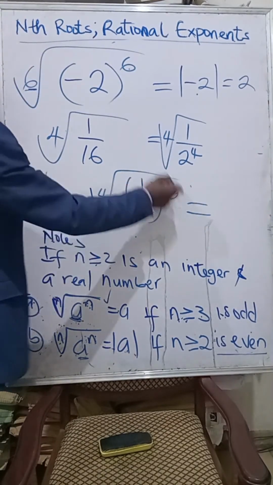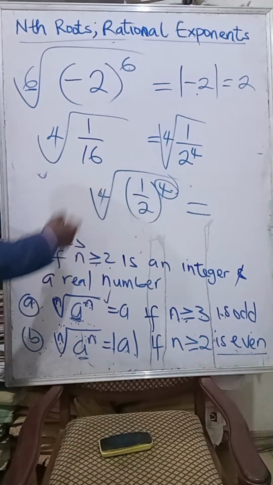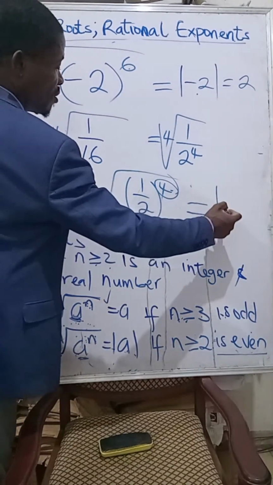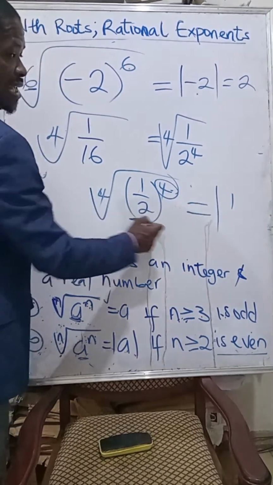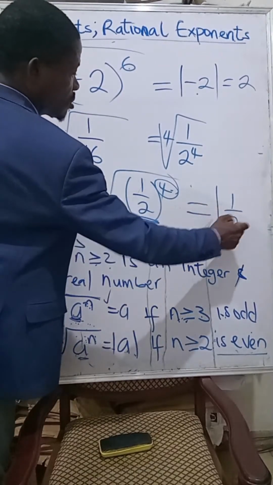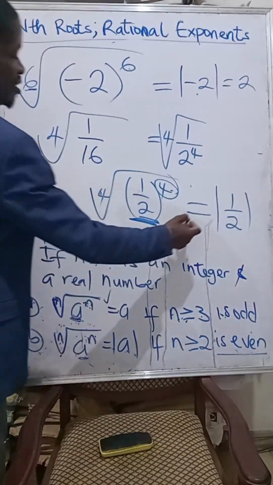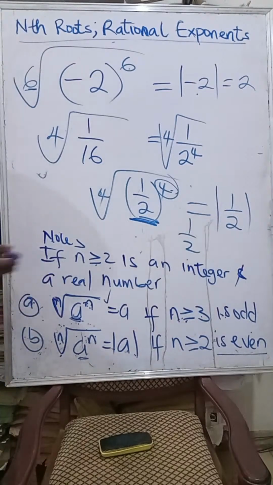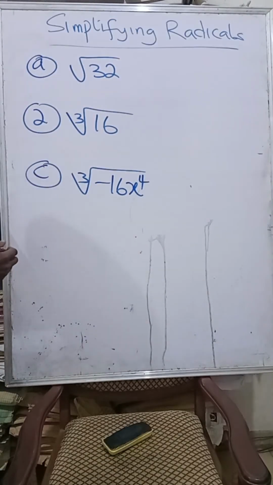This is your n is even. This and these are equal. So it's going to give you what? Absolute value of what? Of a. So a is 1 over 2. And absolute value of a positive is what? Is positive. So that's that on that case.